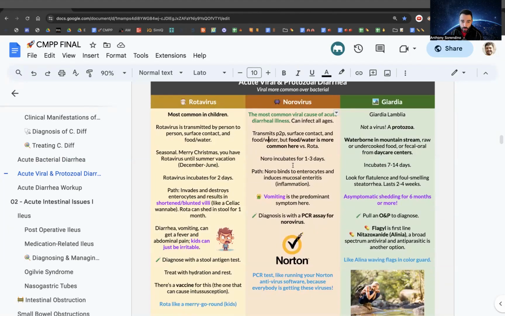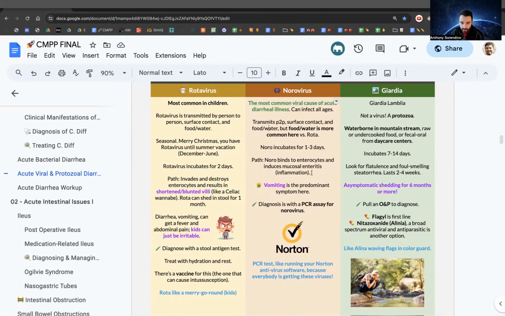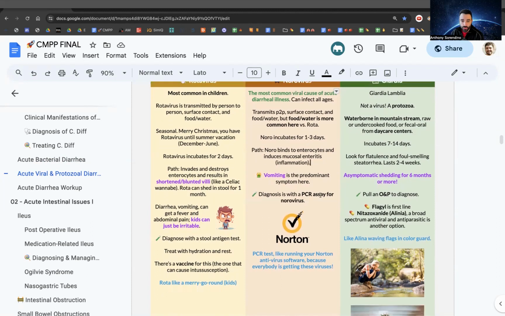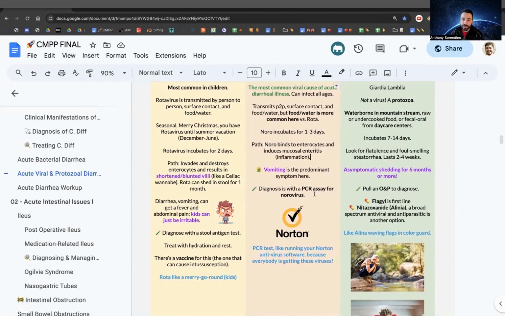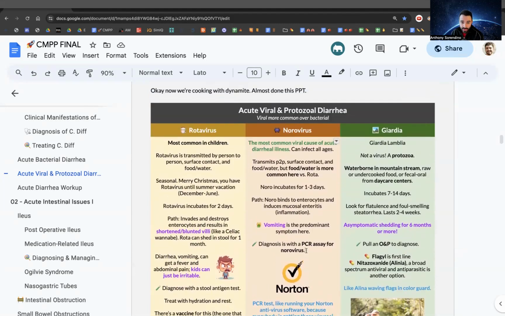This is going to be from food and water as well. Rotavirus is food and water, but more common with norovirus. It's also going to bind to enterocytes, and it's going to induce some mucosal enteritis, cause some inflammation. Vomiting is the predominant symptom here. We're going to diagnose this with something special called a PCR assay for norovirus. So I have this like Norton antivirus thing here to help you remember the PCR. You're running this antivirus software because everybody's getting these viruses. Everybody's getting norovirus.